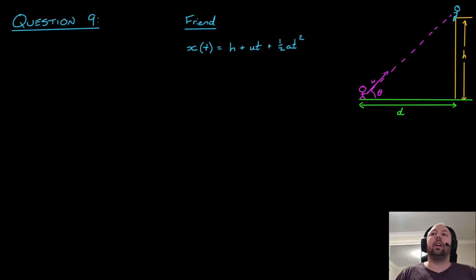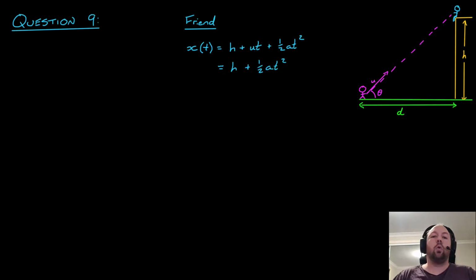Now, for the friend who is dropping from the wall, his position at any time t is given by h plus ut plus half at squared. The ut plus half at squared bit gives us his change in position, his displacement, and we add to that his initial value. Initially, he is at a height h. Of course, the friend who is just dropping off has 0 as his initial velocity, so we end up with h plus half at squared.